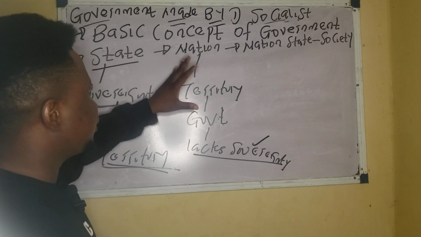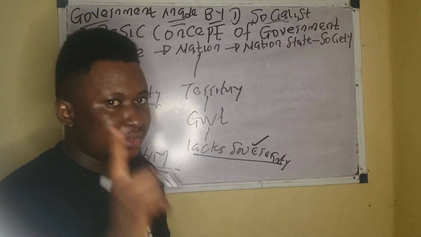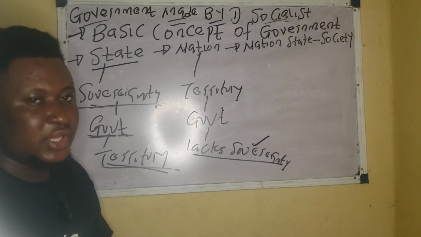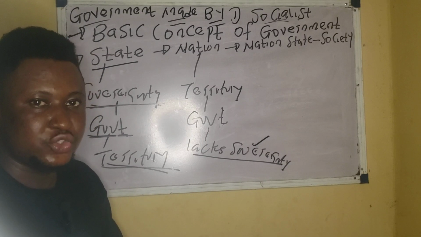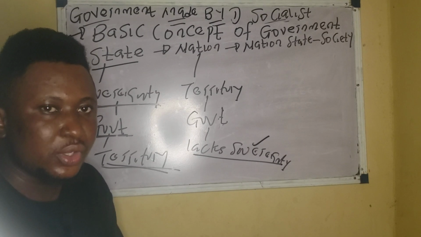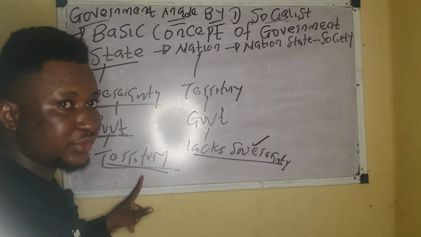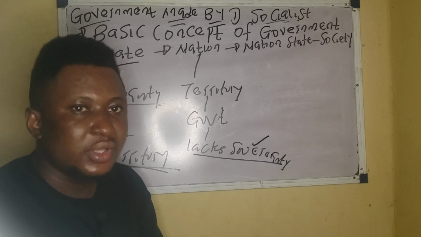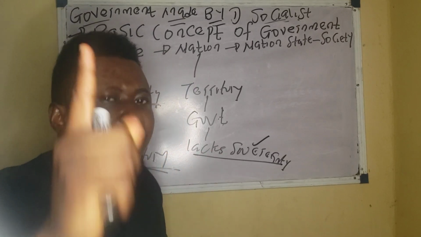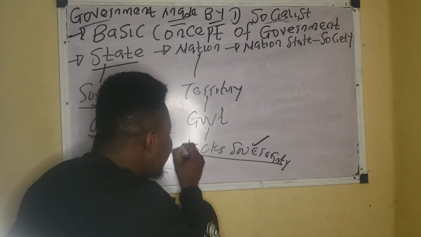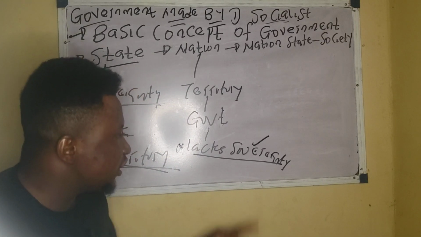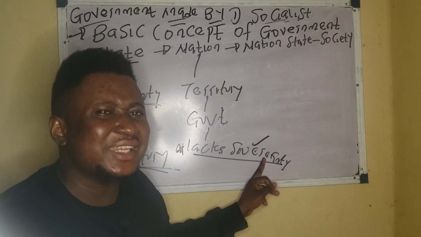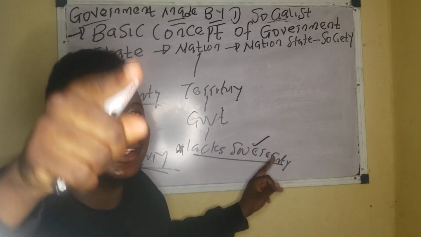Having covered state and nation, now let's go to nation state. In case you are missing it, a state is an area occupied by people living in a particular geographical territory with government and sovereignty. But a nation is a homogeneous group of people residing in a particular geographical territory with government but lacking sovereignty. Sovereignty is the absolute power of a state to make and enforce law without any outside interference.